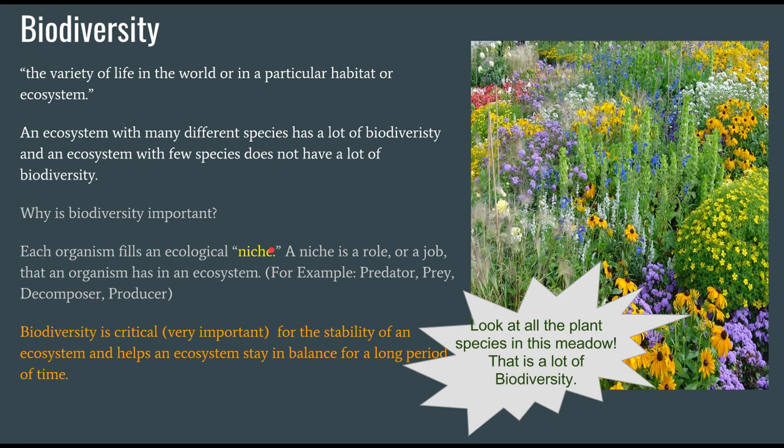And this is important. Here's another vocab word, a niche. A niche is a role or a job that an organism has in an ecosystem. Okay, so for example, your job could be predator, your job could be prey, your job could be decomposer, your job could be producer. Those are the niches. So for these guys, it would probably be a food source for herbivores.